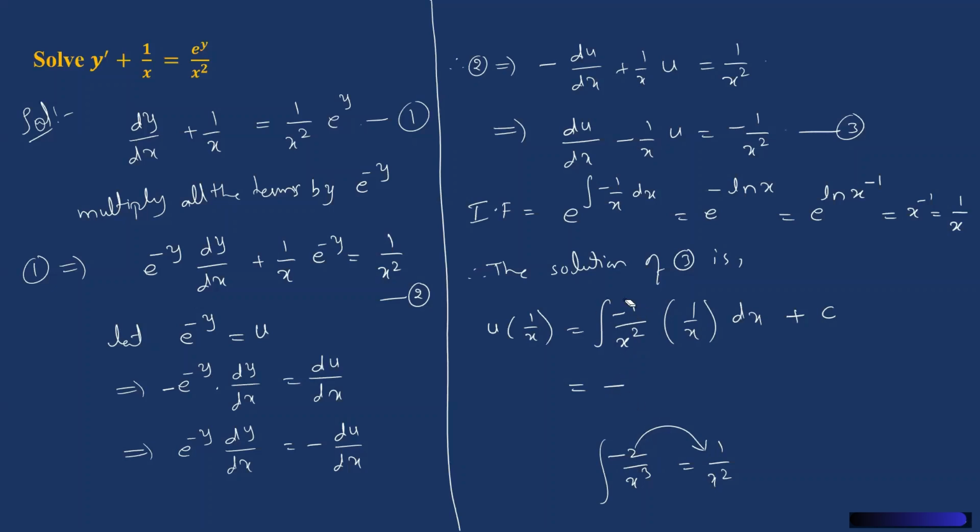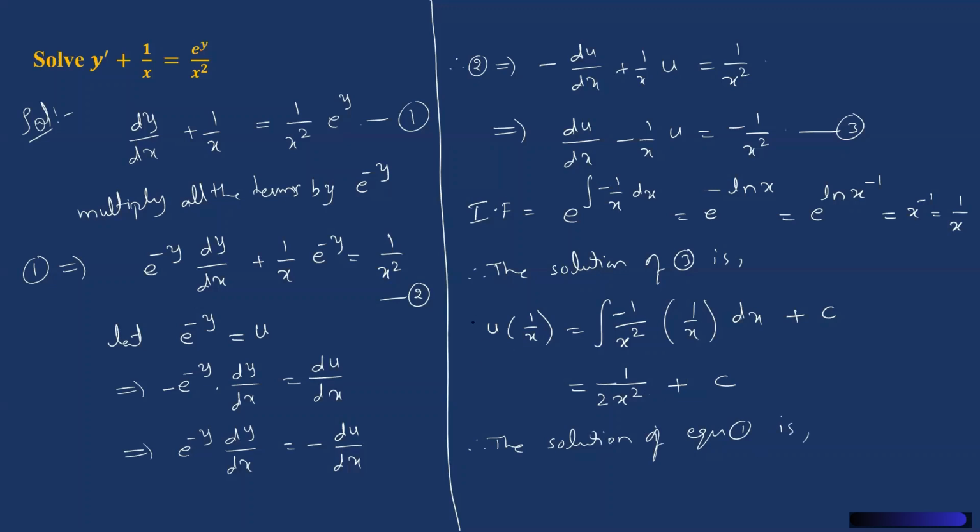I'm even considering this minus also here. So keeping that in mind, when you write its integration, it is simply 1 by 2x square, plus some integrating constant c. Now this is actually the solution of equation number 3, but I want the solution of equation number 1. So to get the solution of equation 1, we need to replace u as a function of y.